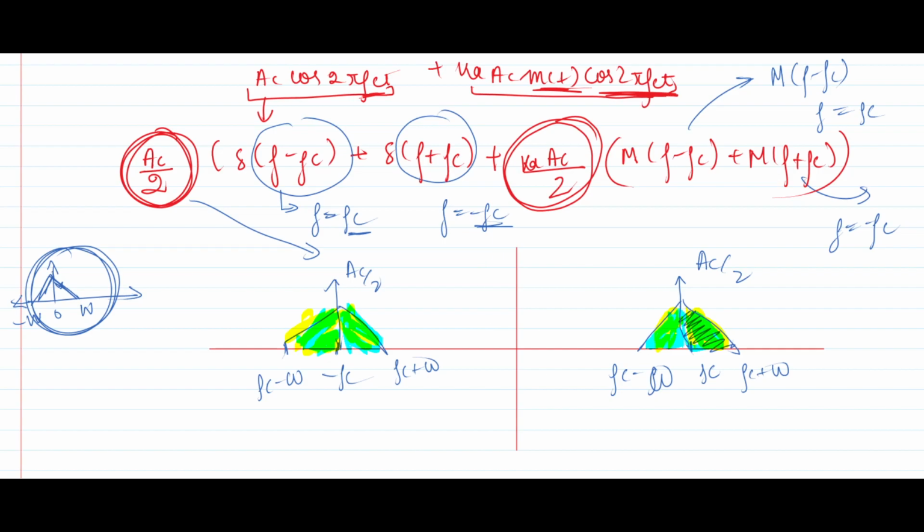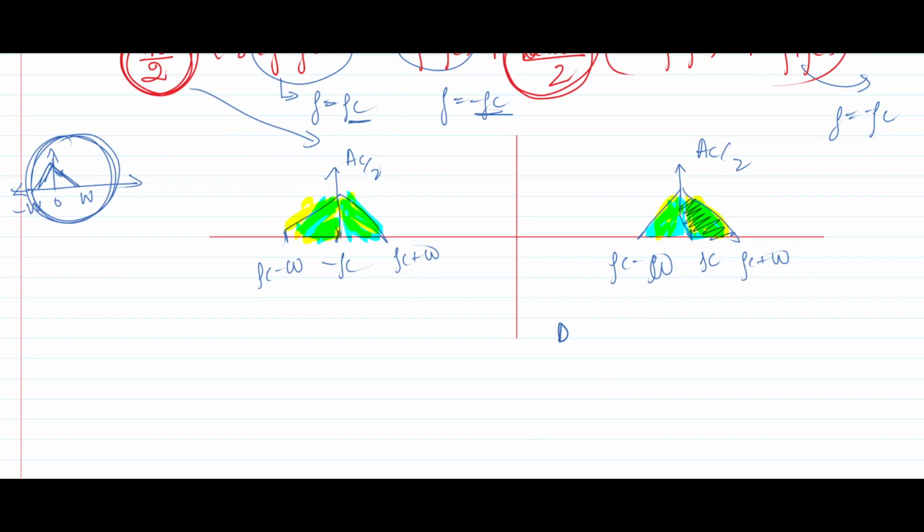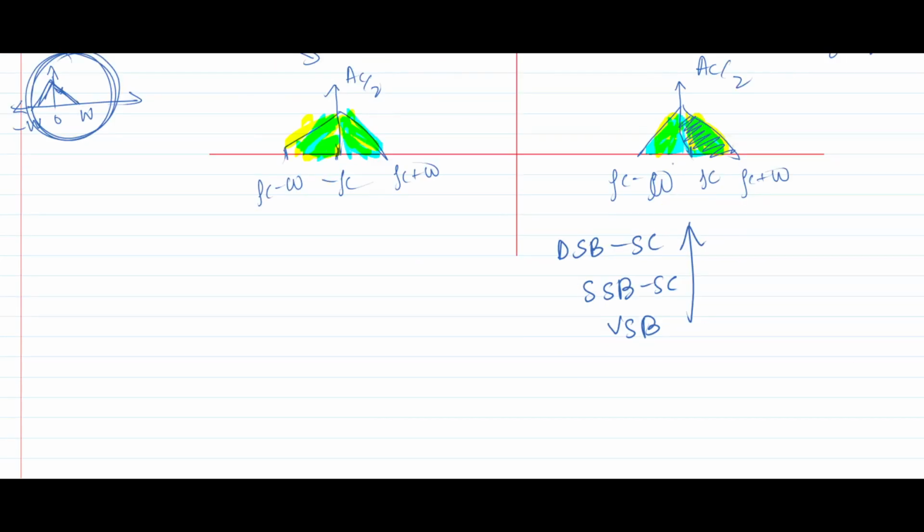We will study later that there are different types. One is double sideband suppressed carrier, there is single sideband suppressed carrier, and there is vestigial sideband. All can be made from this particular signal. If this is w and this is minus w, what would be the bandwidth? It would be 2w. This would be the bandwidth of the signal. Now we observe that we have different parts for this signal. This is known as the upper sideband, this is the lower sideband, and this is the carrier signal as well.